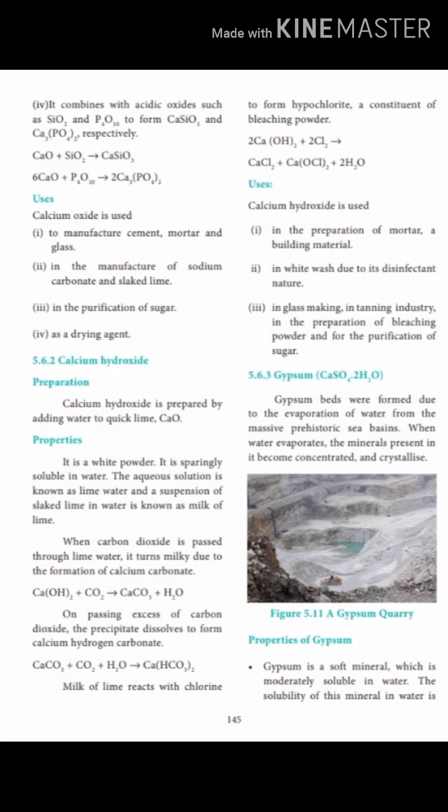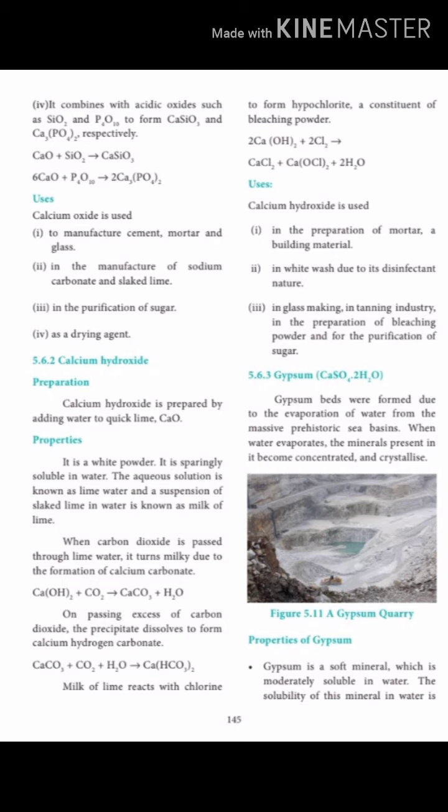Milk of lime reacts with chlorine to form calcium hypochlorite, a constituent of bleaching powder. Two molecules of calcium hydroxide and chlorine give calcium chloride, calcium hypochlorite, and water. Uses of calcium hydroxide: preparation of mortar, building materials, and whitewash. Third, in glass making, in tanning industries, in the preparation of bleaching powder, and for the purification of sugar.